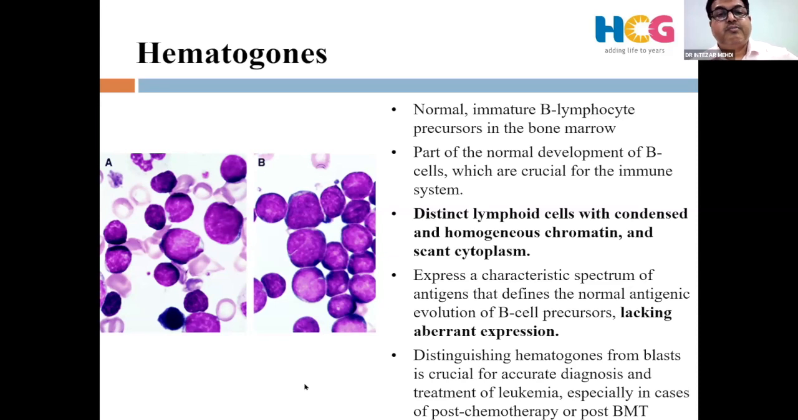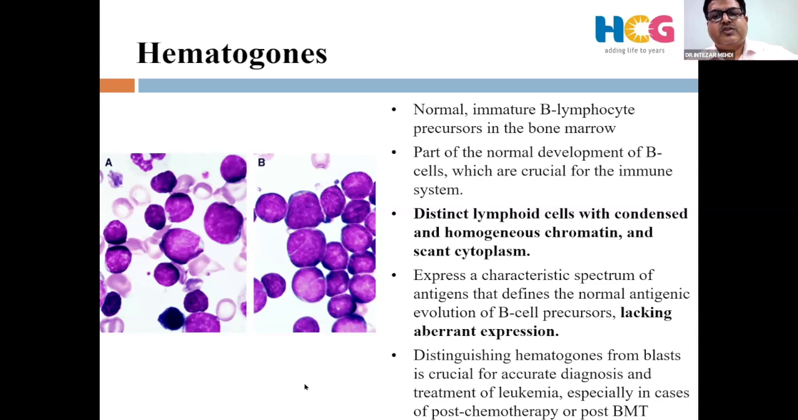Renu was mentioning, it's very important to distinguish the hematogones from blasts, both at the time of presentation or in those patients who have had treatment for leukemia, especially after induction or other phases of chemotherapy or post-bone marrow transplant. So hematogones are usually normal immature B lymphocyte precursors in the marrow. They are part of the normal development of B cells, which are crucial for the immune system.